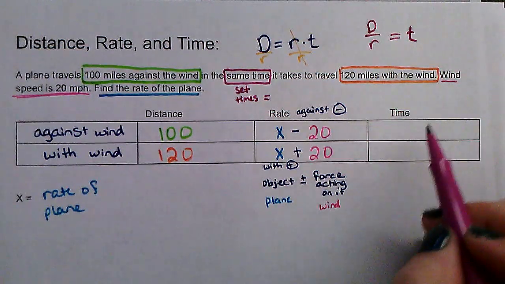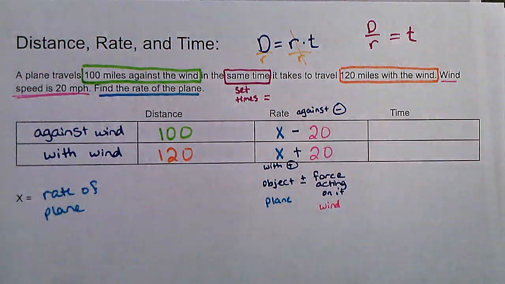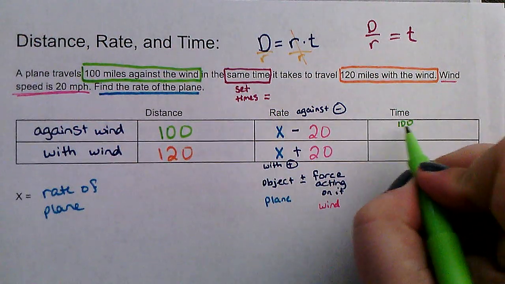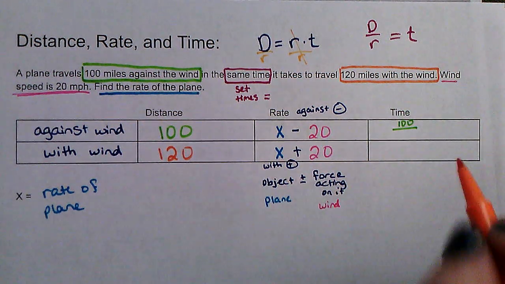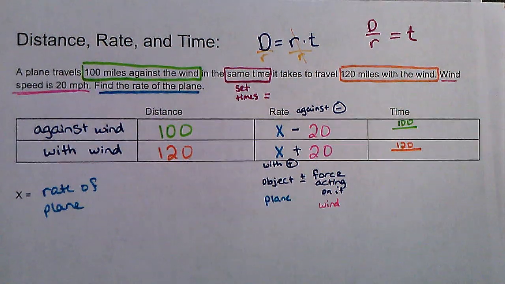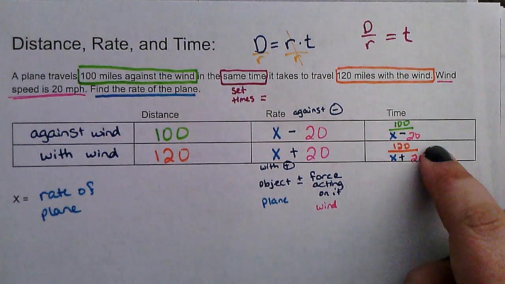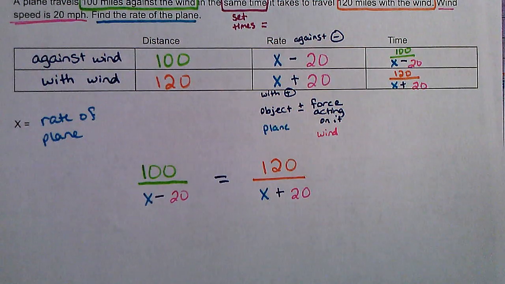So if I am looking for something to put into time, I can always put my distance divided by my rate. So my distance is 100, my rate is x minus 20. And down here, my distance is 120, and my rate is x plus 20. Now we have something for time, so I can set these two fractions equal to each other. So let's go down here and do that. That's what it looks like when they're set equal to each other.